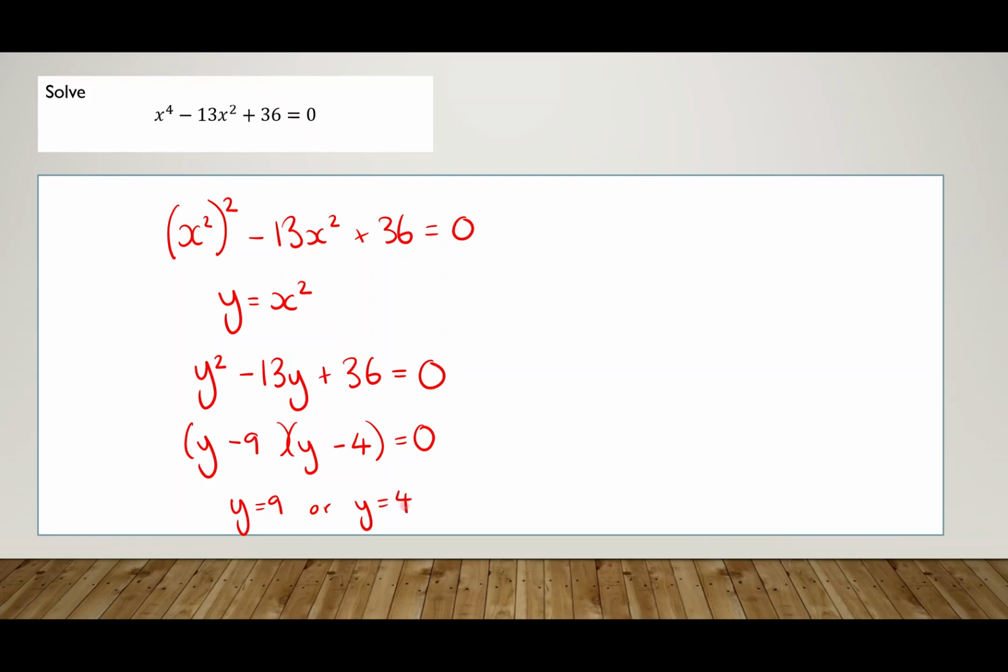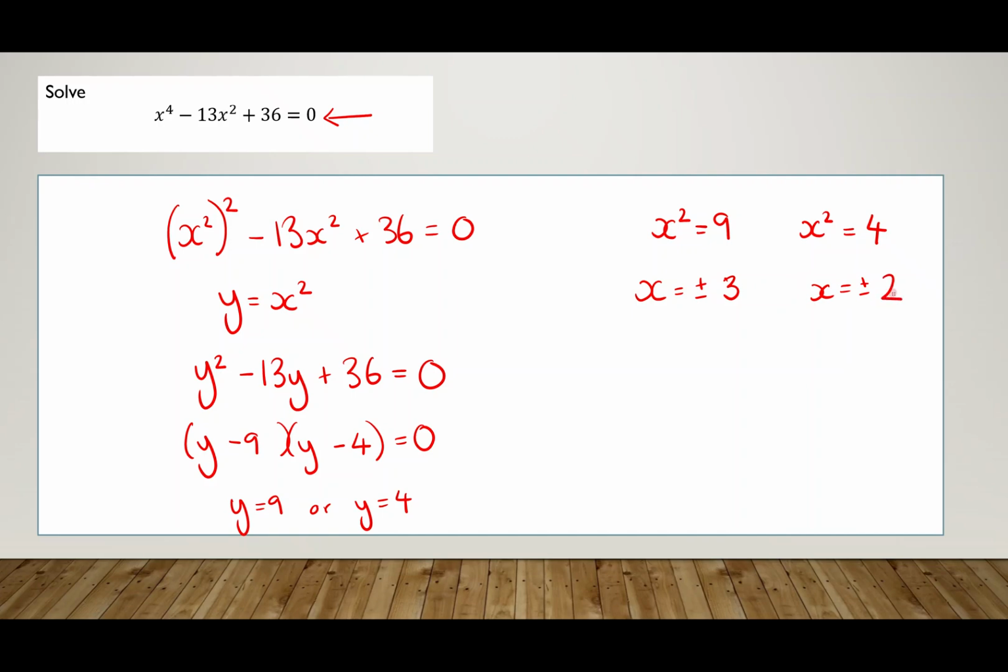Now I haven't finished yet. This is not the answer because we are trying to solve an equation in terms of x. So this means that our final answer does need to be in terms of x. So what I'm going to do is come back to my original substitution and bring myself back in terms of x. So instead of having y equals 9, I can actually write this as x squared equals 9 or x squared equals 4. So lastly, just to get x equals, I'm going to square root these. So I can have plus or minus 3 or plus or minus 2. And these are going to be my final answers.